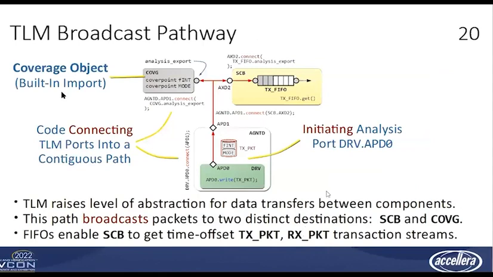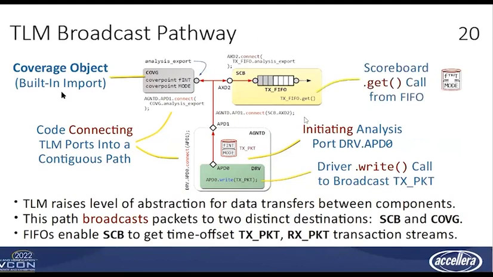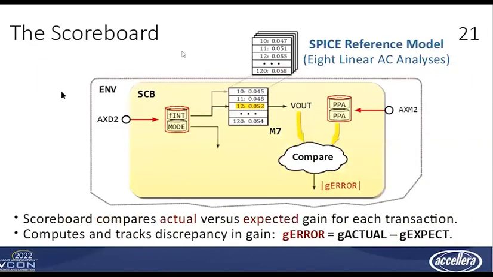Here is a typical TLM pathway where we send packets on up to the coverage object and the scoreboard. It's all initiated by the driver calling its customized write call. And then at the scoreboard end, the FIFO get method retrieves the latest data packet. And here's our look at the scoreboard on slide 21.